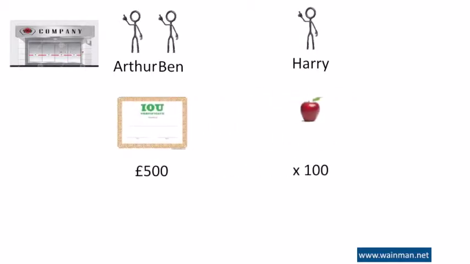Harry agrees, and so the transaction takes place. Harry gets the apples, and Arthur and Ben get the IOU. Now, who owns the apples? The answer is Harry does, and so Arthur and Ben can record the transaction in their books.